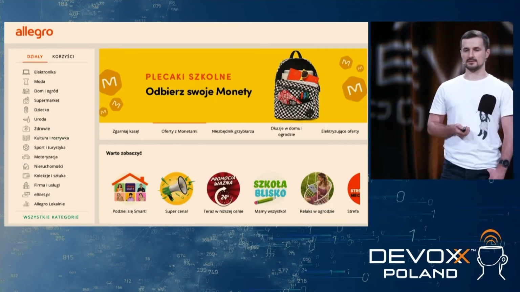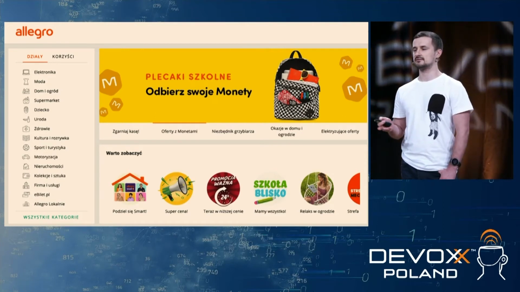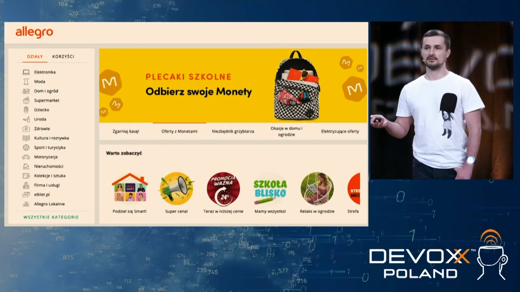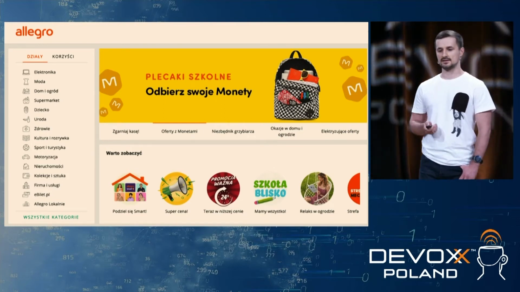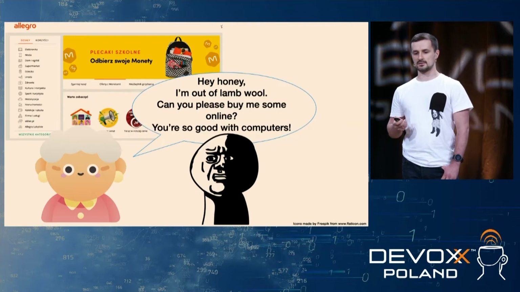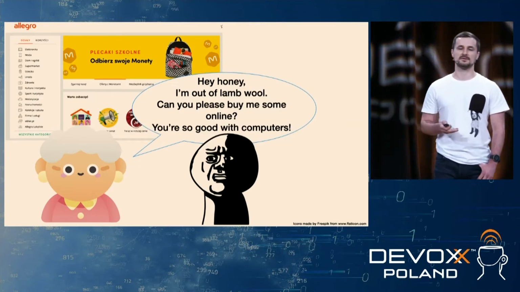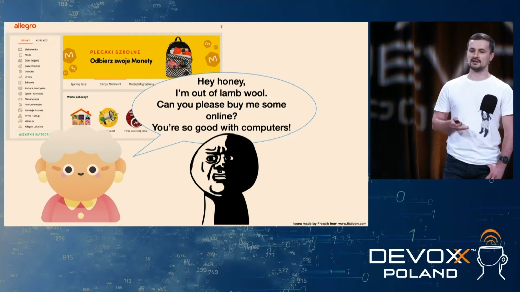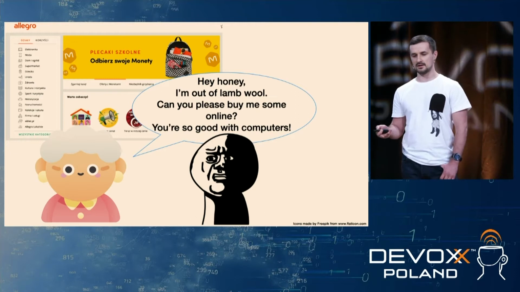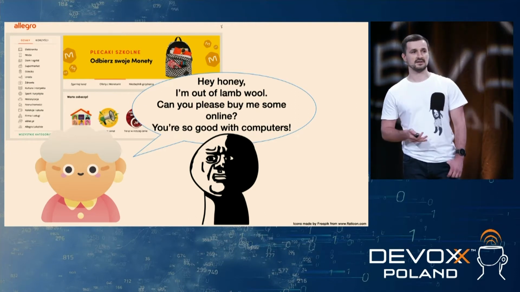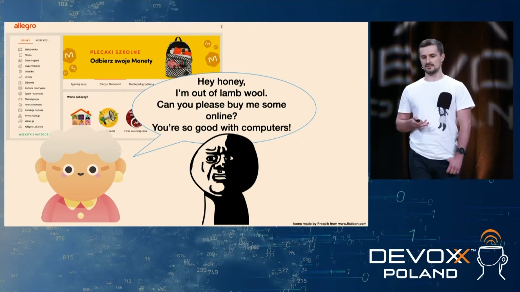And what is this? Some people might say that this is the Allegro web page, but without the search bar. But it's not only that. It's also your worst nightmare. I don't know if you ever tried to find lamb wool on Allegro without the search bar, but I haven't, and I know that I'm not going to do this ever.